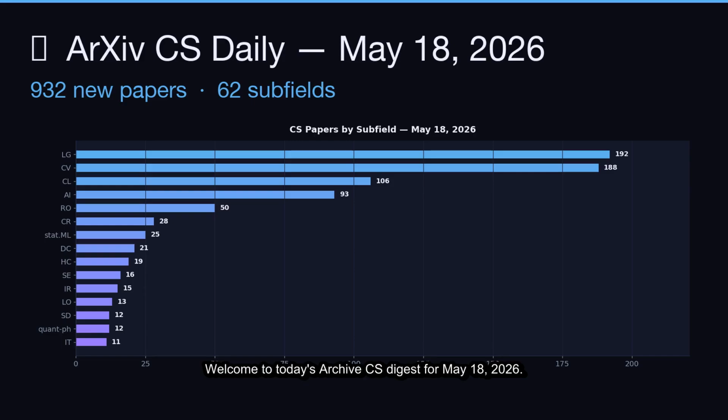Welcome to today's ArXiv CS Digest for May 18th, 2026. We received 932 new computer science papers today across 62 subfields. Let's dive into the top picks.